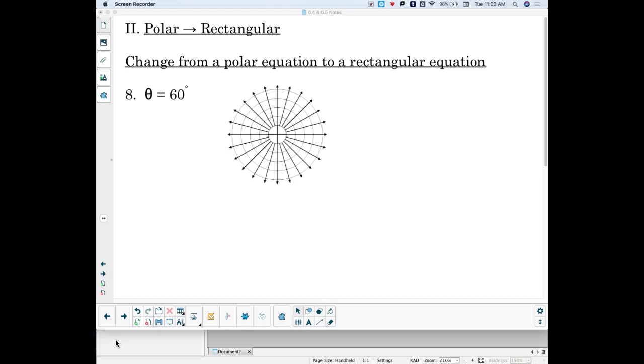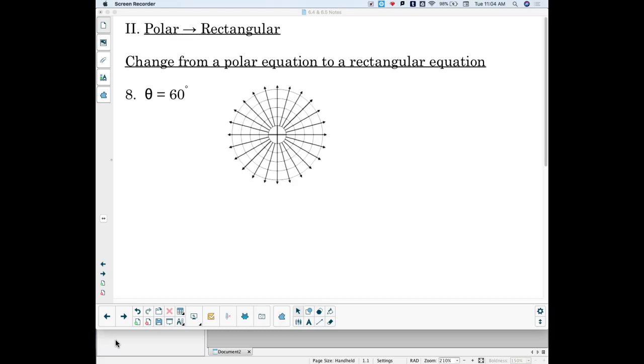Okay? All right? So, we want to convert theta equals 60 degrees, which is already a polar equation, into a rectangular equation. Okay? So we should first figure out what theta equals 60 degrees looks like, and then that will help us get to where we need to get it to.